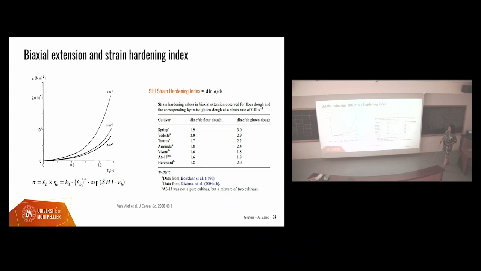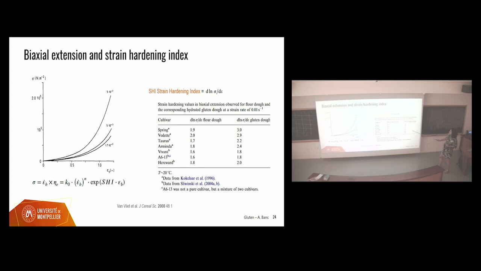If we look at experimental measurement, stress versus biaxial strain here, you can observe an exponential increase of the stress, and that depends on the strain rate that you use. And the term that you have here is qualified as the strain hardening index. That corresponds to the strain derivative of the logarithm of the stress.